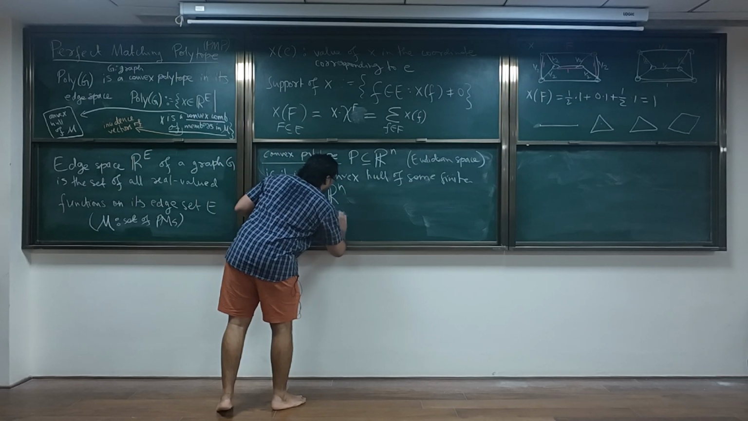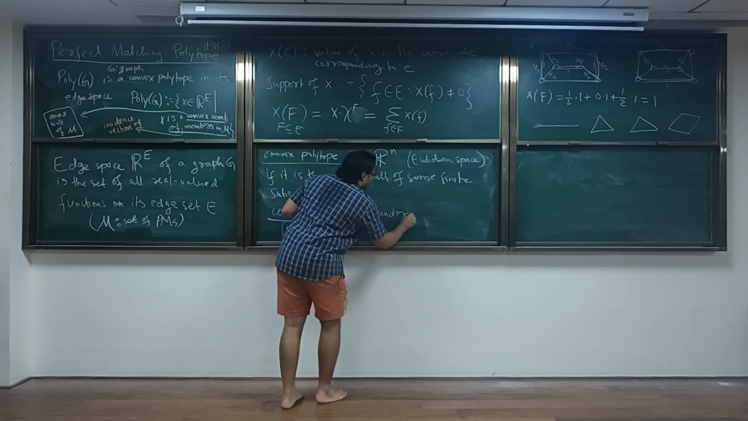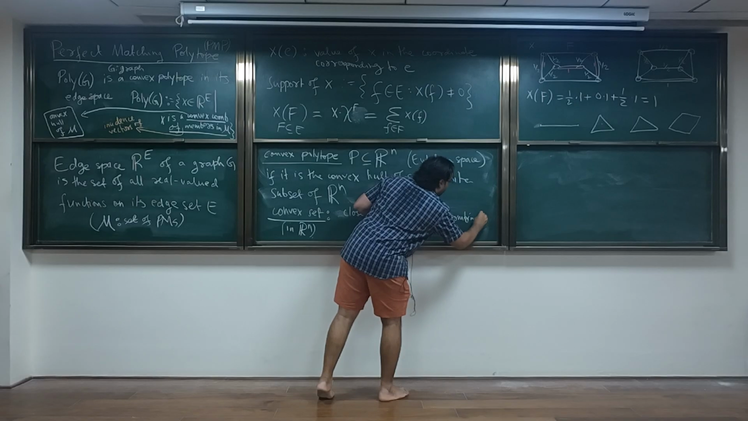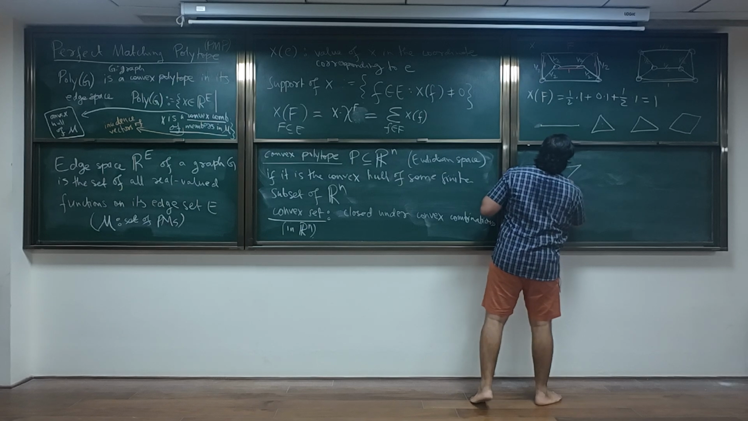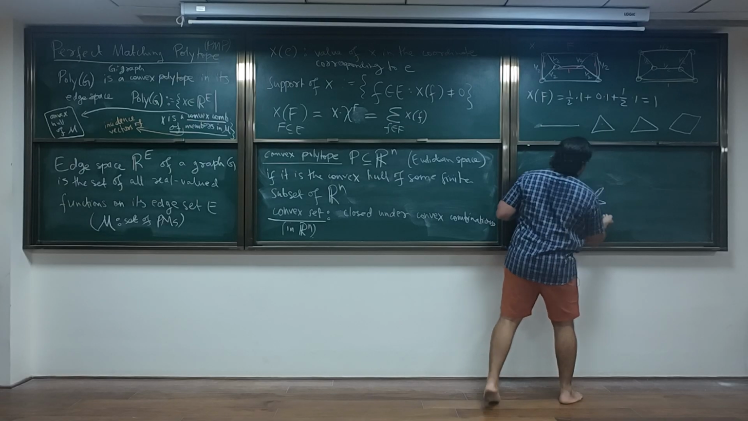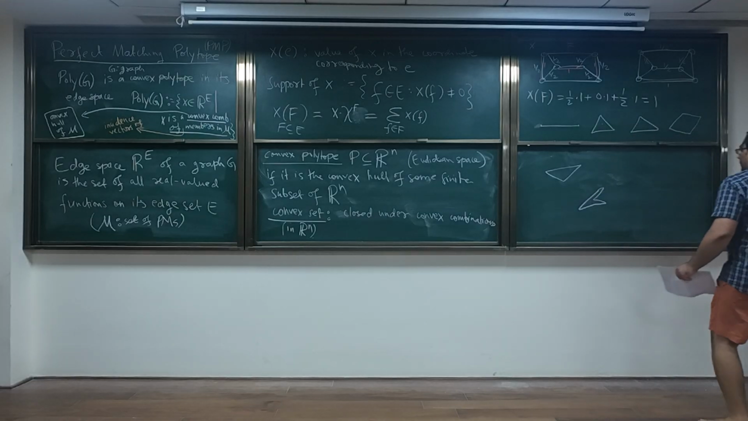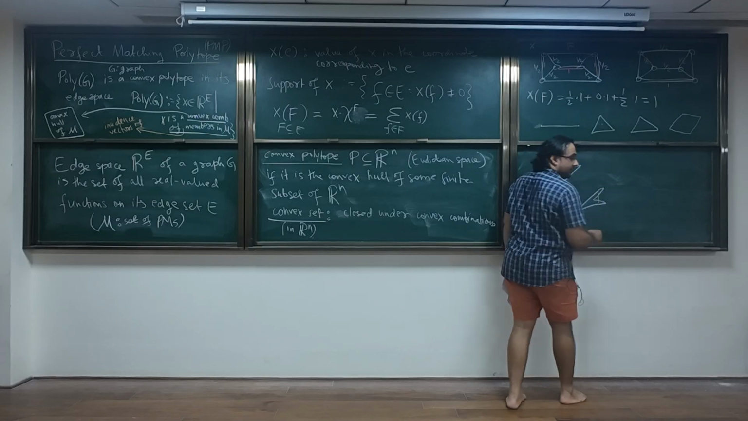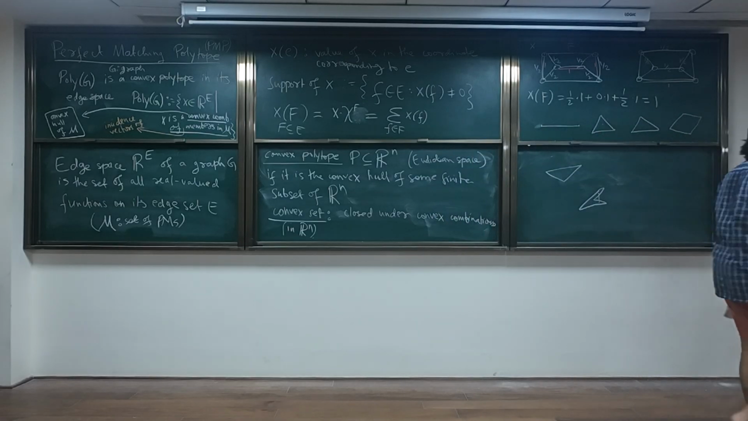So, closed under convex combinations. For example, in 2 dimensions this is fine, but what about this? Something like this. This is not convex, right? Because you take this point here and this point here, and now there are points that are convex combinations of these points, but they are outside the object. So that's not convex.